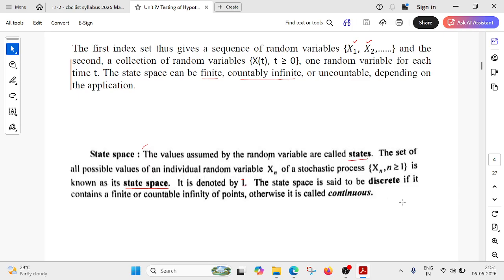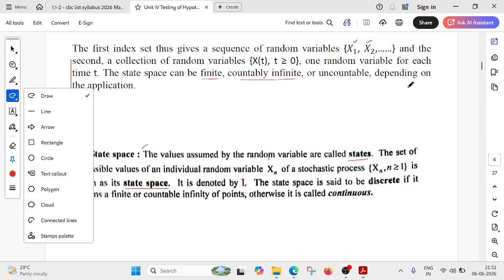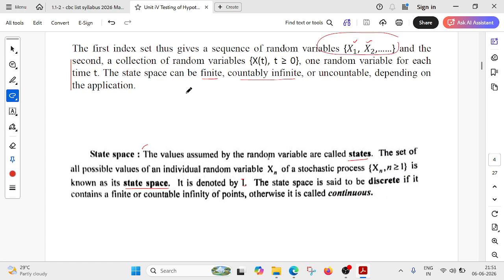Next, going in depth into the definitions. The first index set gives a sequence of random variables X1, X2, and so on. And the second collection of random variables is X(t), where t is greater than or equal to 0, one random variable for each time. The state space can be finite, countably infinite, or uncountable, depending on the application.